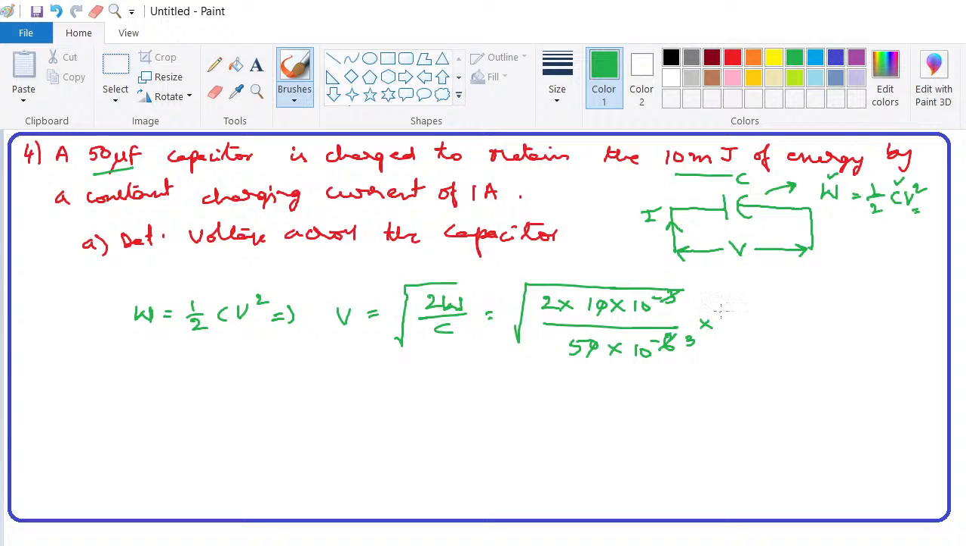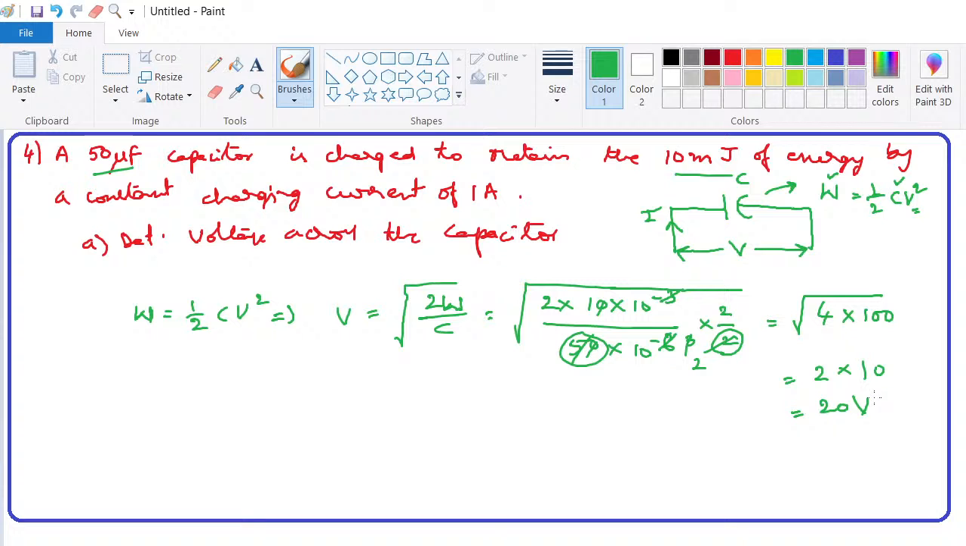and let me multiply by 2 and divide by 2, so that 2 into 5 will become 10, and this 10 will go off with this. Minus 2 times, and minus 2 will go up, so which is equal to the square root of 4 into 100. The square root of 4 is 2 and the square root of 100 is 10, so it will be equal to 20 volt.